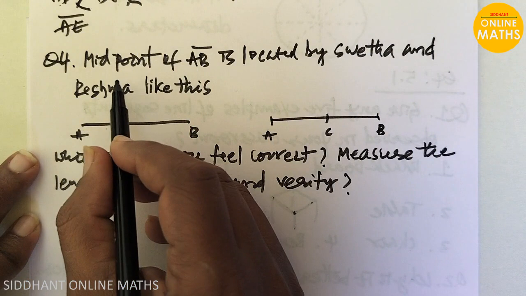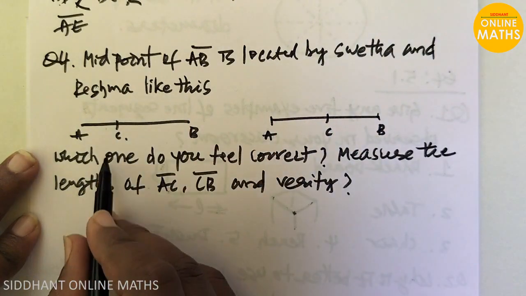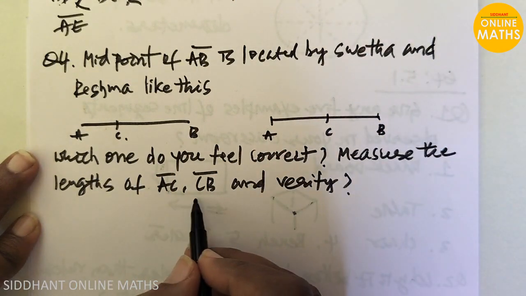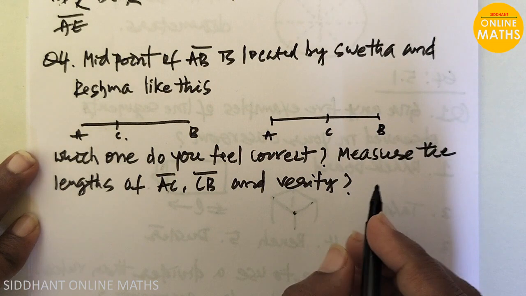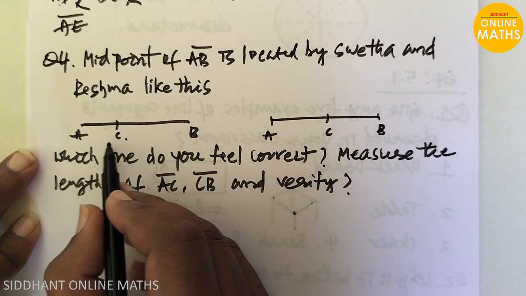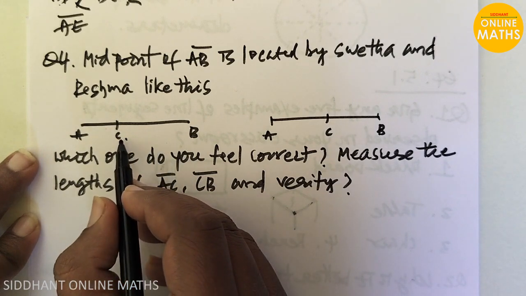Fourth question, midpoint of AB is located by Swetha and Reshma like this. So which one do you feel correct? Measure the lengths of AC, CB and verify. So in this figure we are going to see a line segment AB and we are going to find the point C, whether it is midpoint or not.